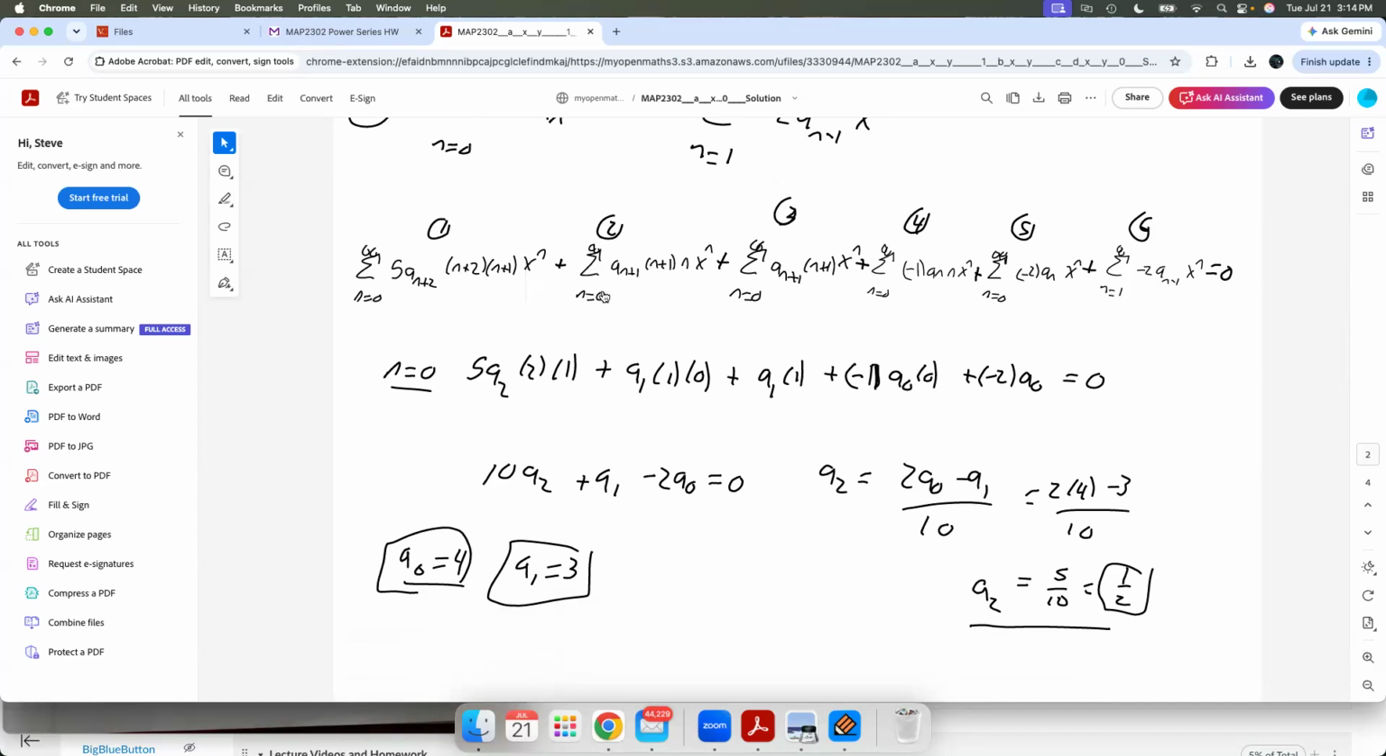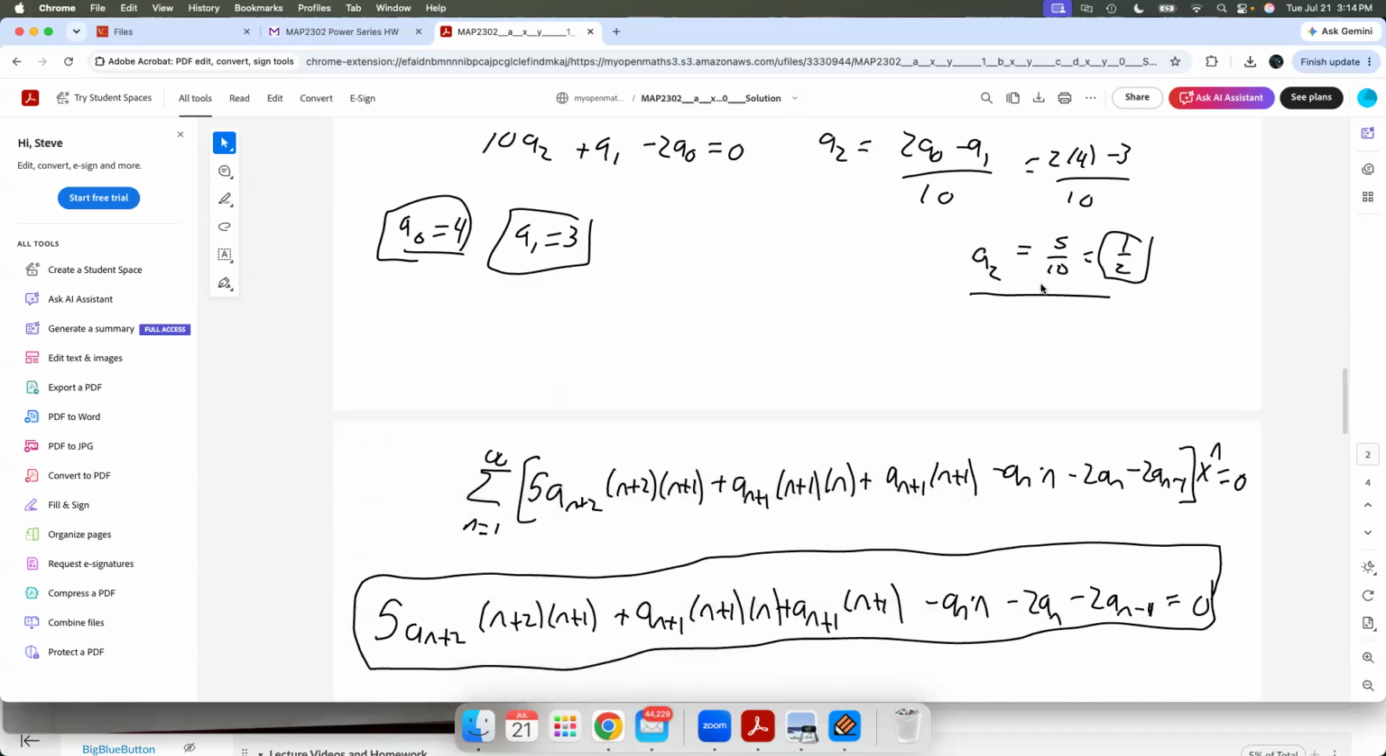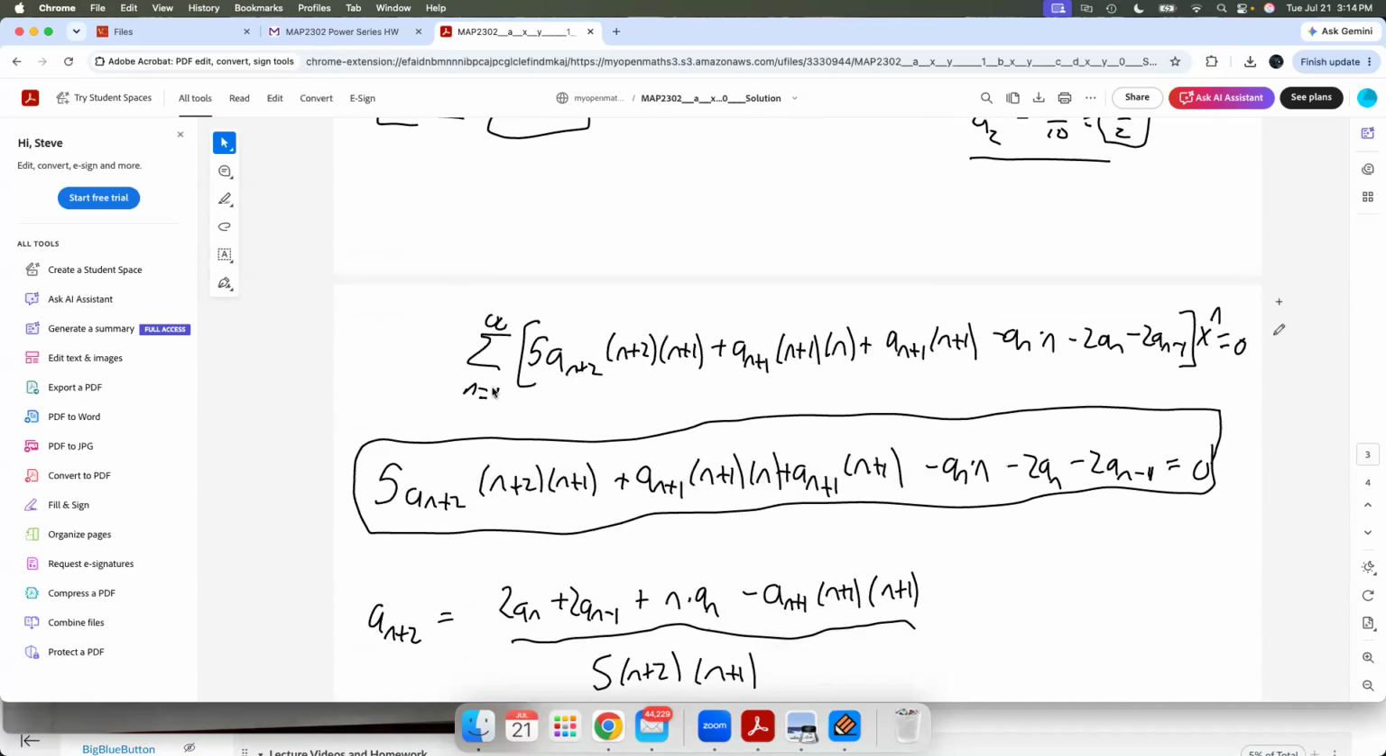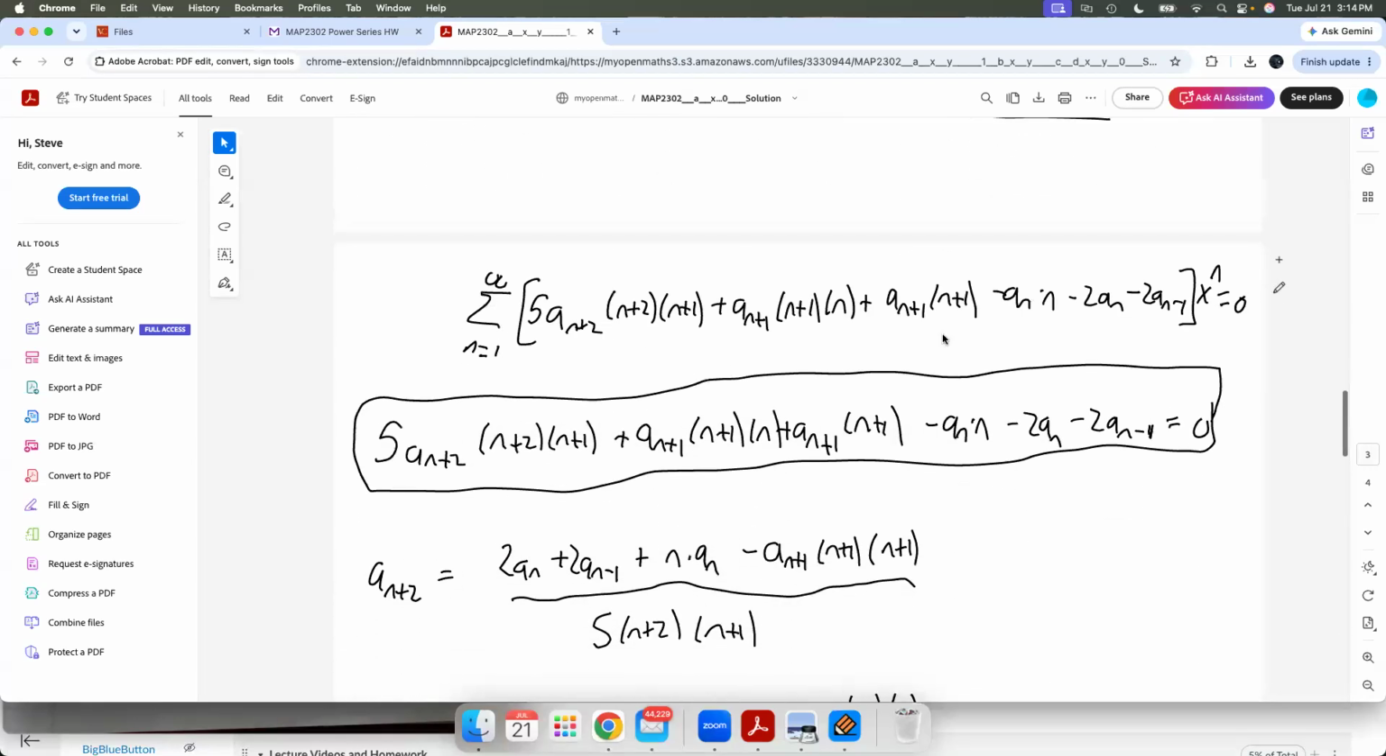Then, since I've already used up the 0, now these are all going to start at 1. I just dealt with the n equals 0 term by itself. Now I can combine the rest of them together, starting at 1. So that's all I did in the next step. Combined all of this together into one sum because they all have x to the n. And they're all going to start at 1 now. Then I can get my recursive formula.